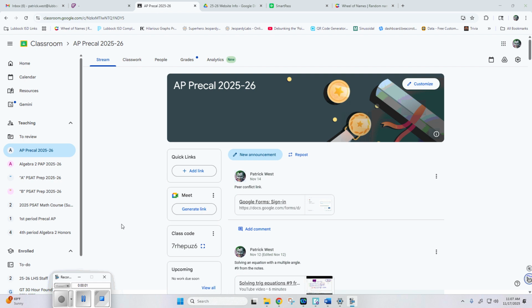Okay. All right. Well, let's go ahead and get started. So this week, the goal is to get through the first lesson of our new unit where we're going to start talking about polar coordinates and graphs.